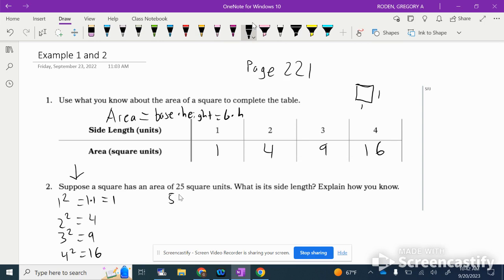Okay, 5 squared is going to be 25. 6 squared will be 36. 7 squared will be 49. 8 squared will be 64.